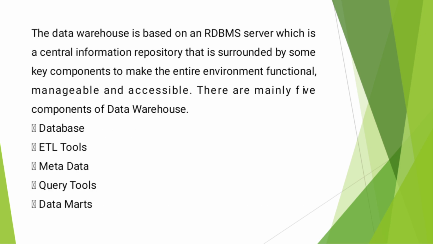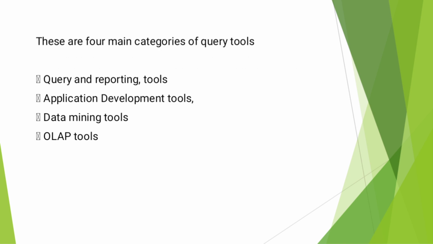The data warehouse is based on the RDBMS server, which is a central information repository that is surrounded by some key components to make the entire environment functional, manageable, and accessible. There are mainly 5 components of a data warehouse, that is database, ETL tools, metadata, query tools, and data mart. There are 4 main categories of query tools: query and reporting tools, application development tools, data mining tools, and OLAP tools.